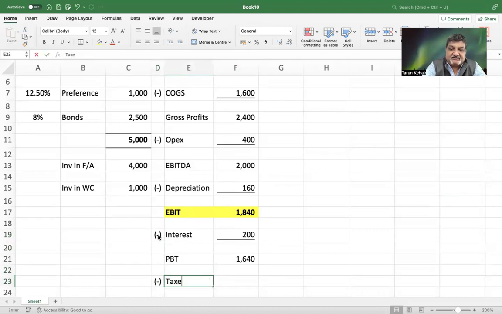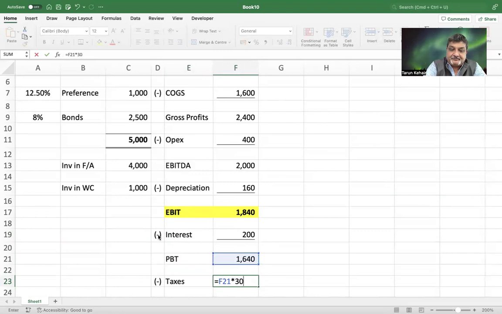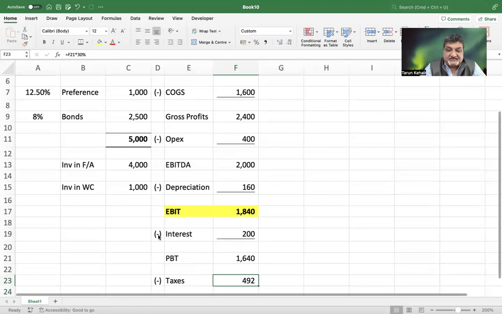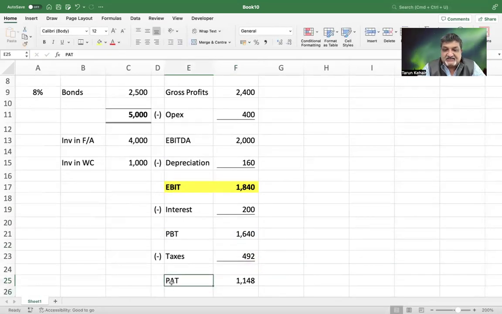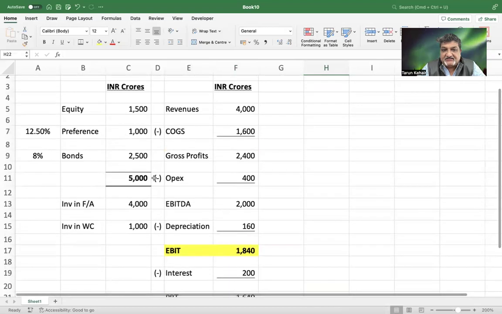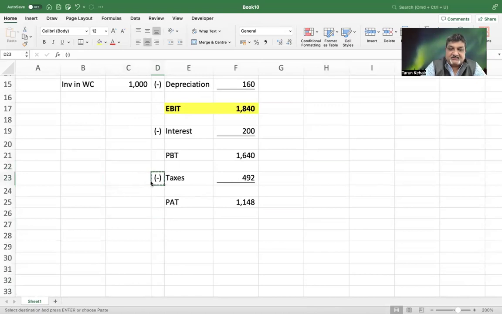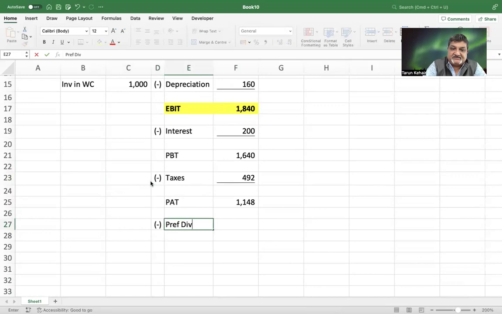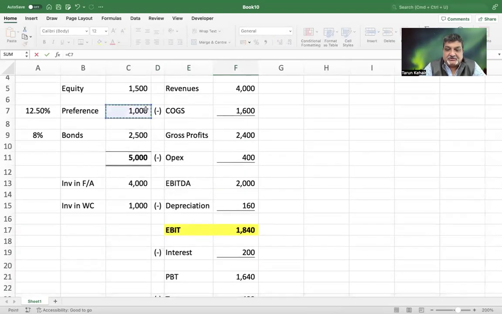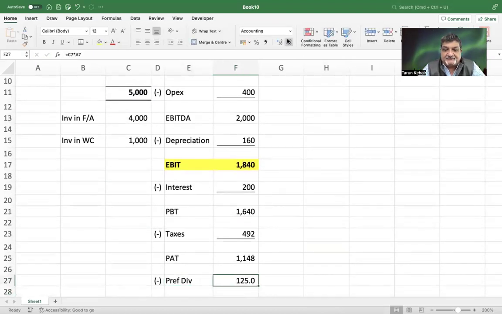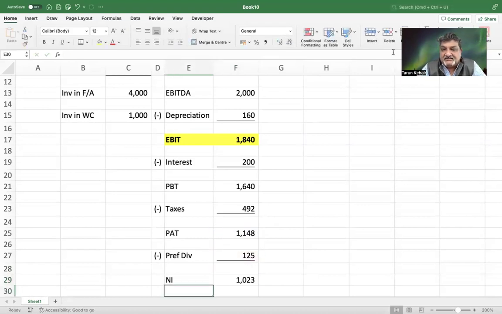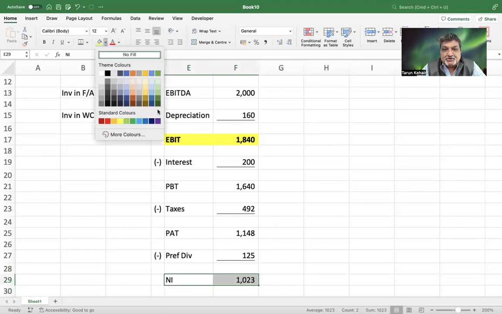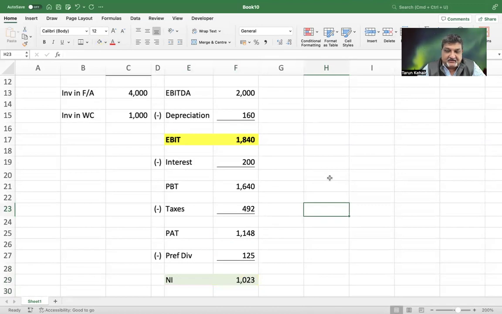Now, assuming that this company has a tax rate of 30%, we have taxes of 492 crores, and therefore the PAT of 1148 crores. Now, this is where the net income is derived. But in this case, we also have preference shares of 1,000 crores, attracting 12.5% dividend. So the company will have to pay preference dividend to the shareholders, which is 1,000 crores into 12.5%, which is 125 crores. Reduce that, you get your net income of 1023 crores.